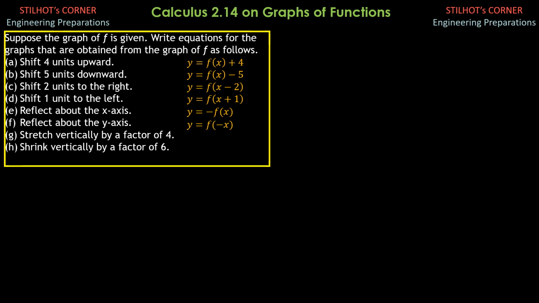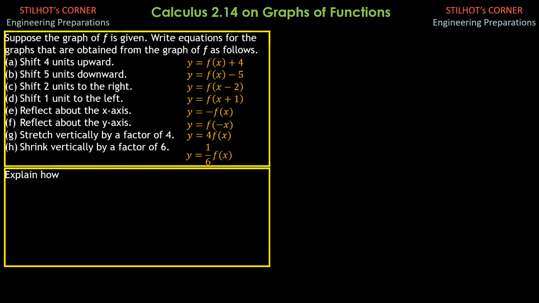Stretch vertically by a factor of 4. When we stretch the graph vertically by a factor of 4, it means that we have to multiply f of x by 4. So y equals 4 times f of x. And if we shrink the graph vertically by a factor of 6, then it is y equals 1/6 of f of x. So that's it for that exercise. Now we proceed to the next one.